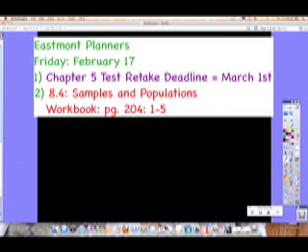Now before, actually I want to flip the board and then I'll show you another one. Cute pictures.